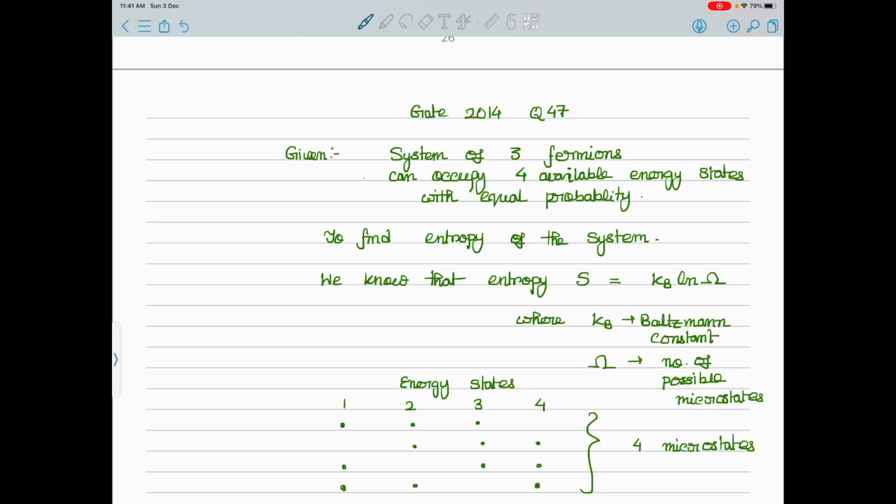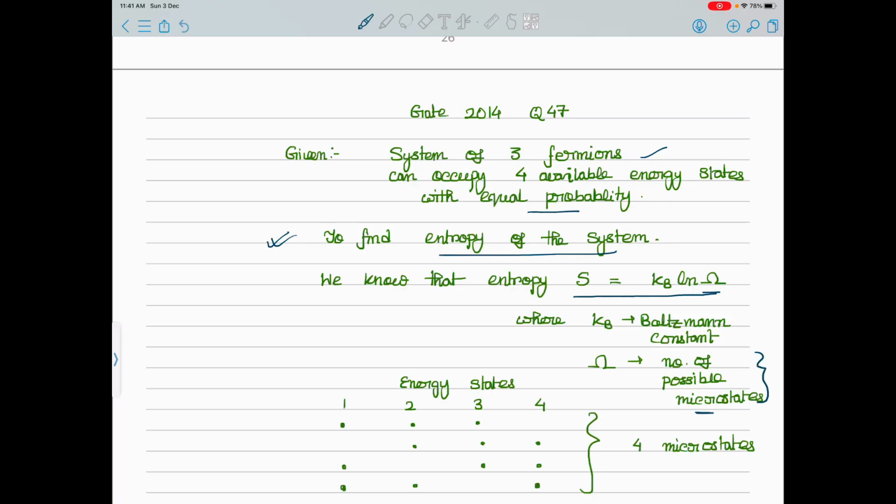Number 47 from GATE 2014, which states that a system of 3 fermions is present, this is given, and it can occupy 4 available energy states with equal probability. This is also given, and what we need to find is the entropy of the system. Now, using statistical concepts, we can show that the entropy of the system is equal to the Boltzmann constant times log of omega. S is equal to Kb log of omega. Now what is this omega? Omega is the number of possible microstates.